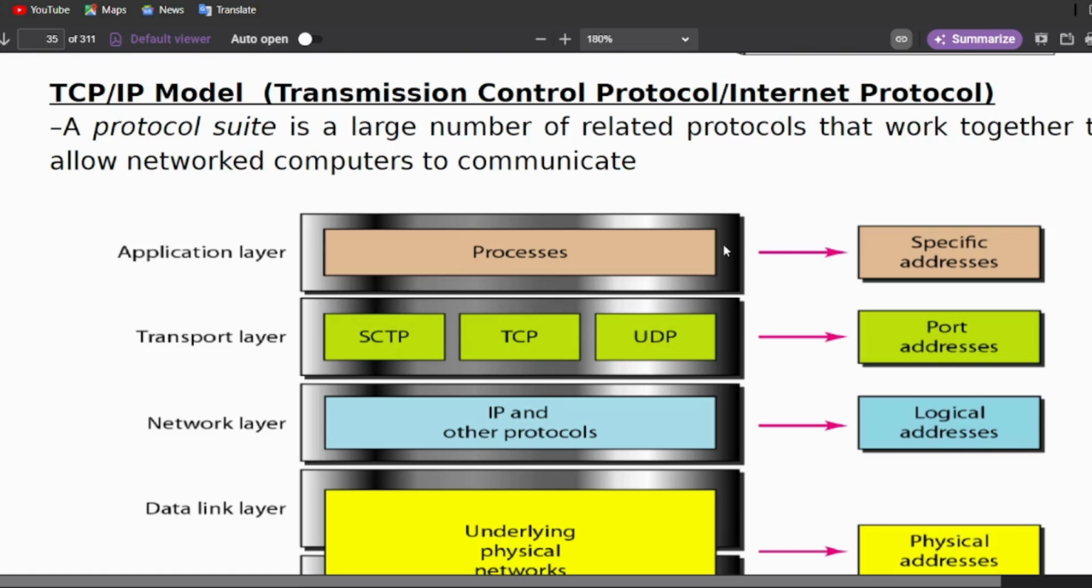Here a protocol suite is a large number of related protocols that work together to allow networked computers to communicate. Protocols means what? They are the set of rules that have to be followed. While the computers are communicating with each other, certain rules have to be followed by the network, and those network rules we call the protocol.